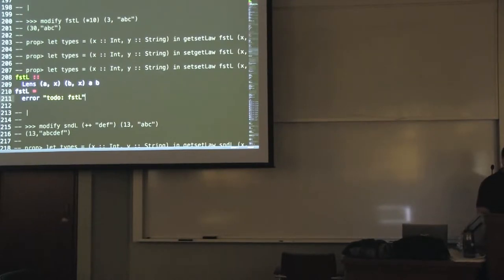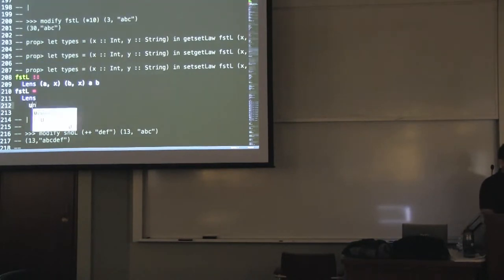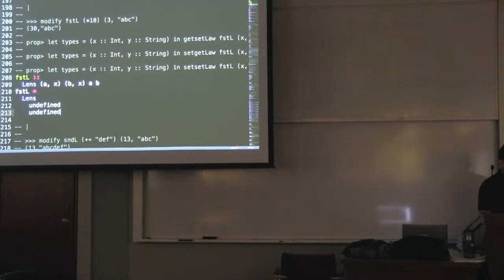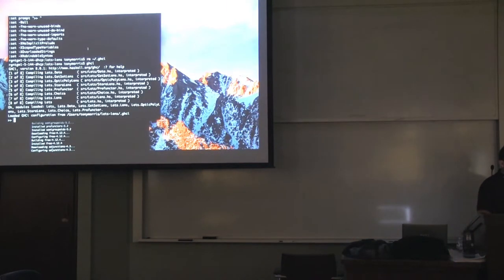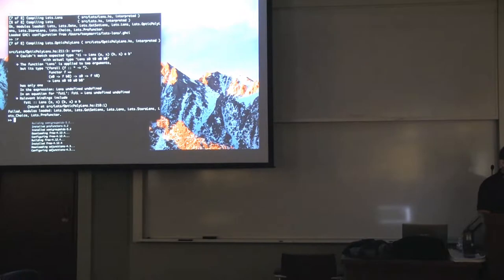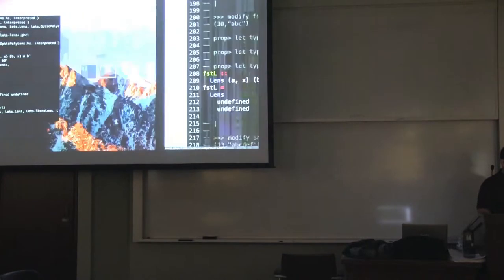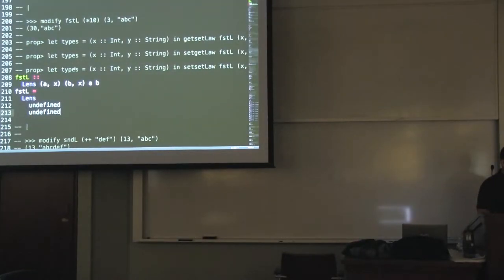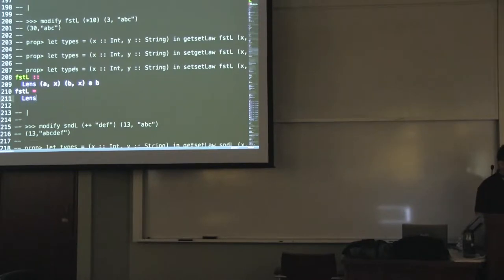So basically I need to construct a lens. So I'm going to call the lens constructor. I'm going to put the setter there, getter there. I'm going to check that I'm compiling. I'm not. Why not? Line 211. I've screwed something. Oh, that's because I'm in optic poly lens. Oops.